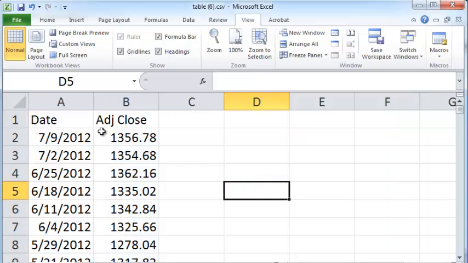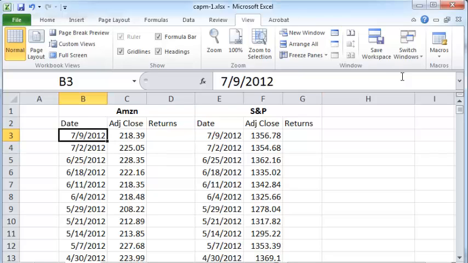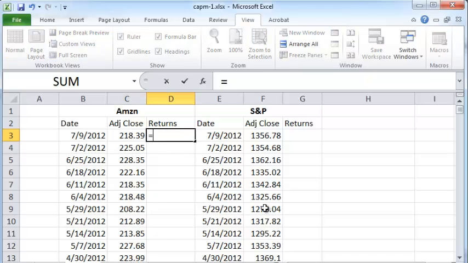Okay, now I'm just going to upload this into my working spreadsheet. So here's my data. I've copied the information from the two downloaded spreadsheets into my working spreadsheet. These are the Amazon closing prices. Now we need to calculate the returns.